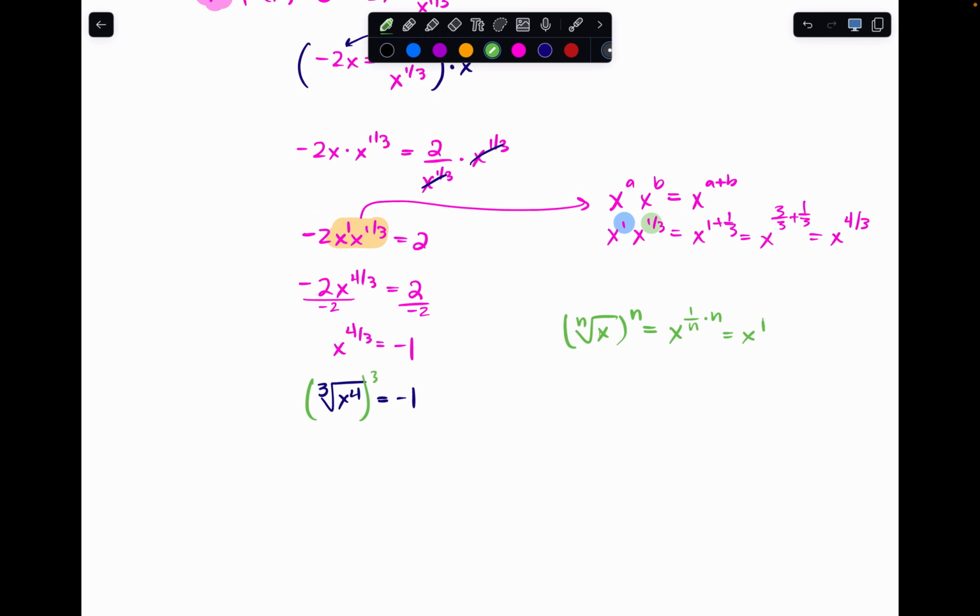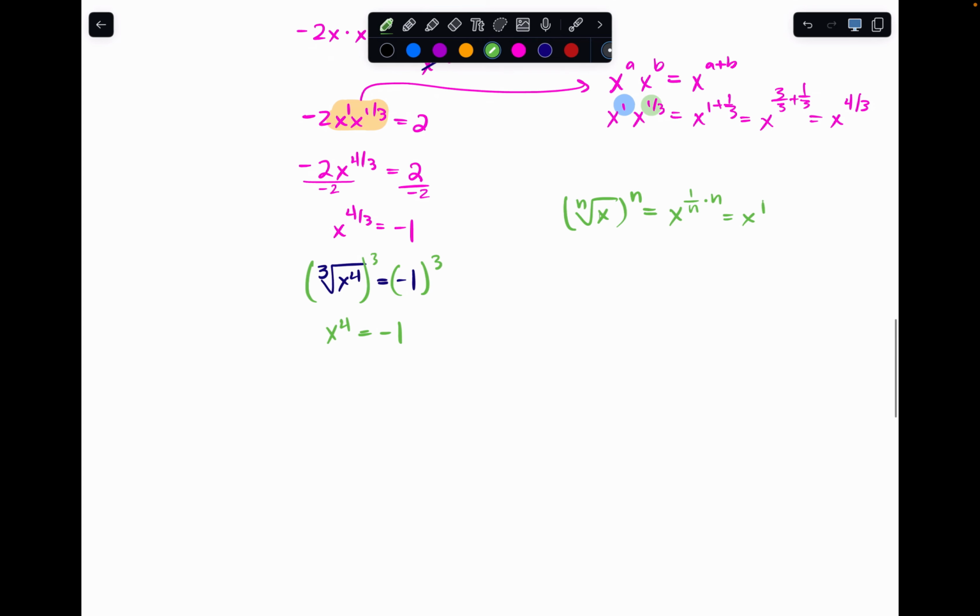So if I annihilate this cube root, what I have is x to the 4th equals, by annihilating the cube root, I have to cube the other side as well, because it's the same as from algebra. What you do to one side of the equation, you have to do to the other. I get x to the 4th equals -1.